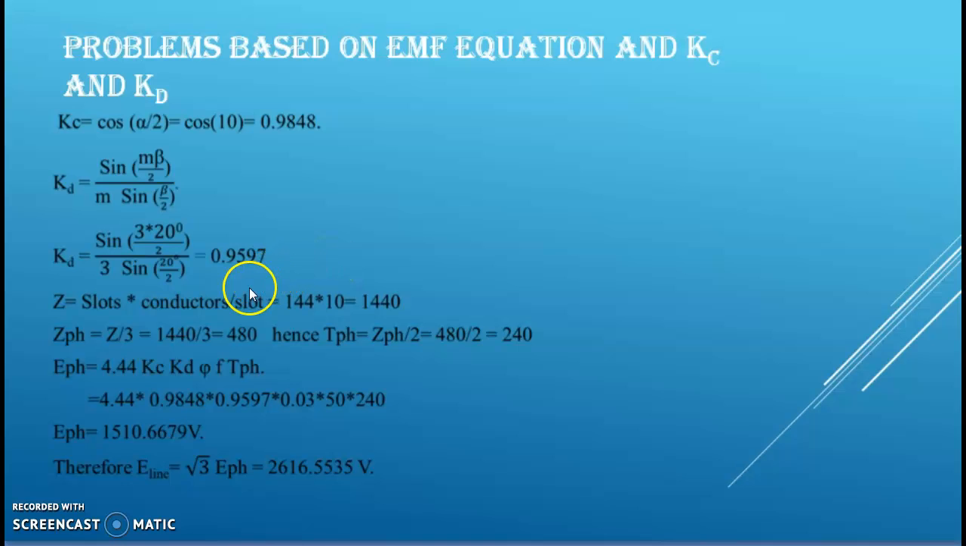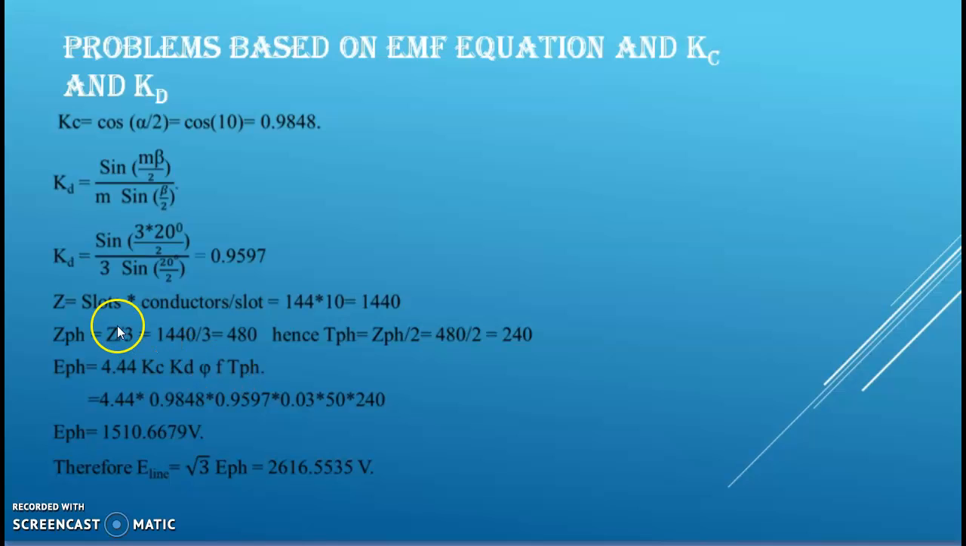Then to find out EPH, the formula for EPH is 4.44 Kc Kd phi f TPH. Now we have Kc, Kd, phi and also f. We just don't have this TPH, that is the number of turns per phase. So I have to find out this TPH.